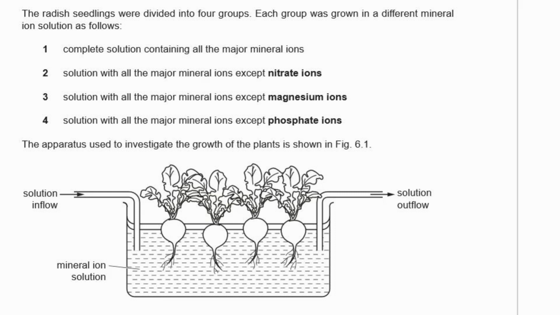The apparatus used to investigate the growth of the plants is shown in Figure 6.1. This is Figure 6.1. So the solution came in, and these radishes are sitting inside the solution, and the solution came out. That means that there's going to be a good flow of ions. It's not going to deplete it from the soil or from the solution. It means that the mineral solution is going to be regularly replenished, so it's not going to use up what's there.